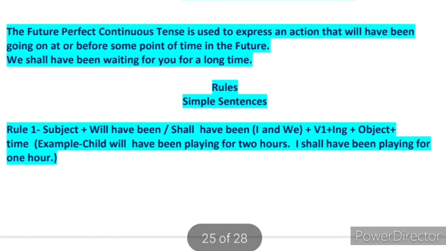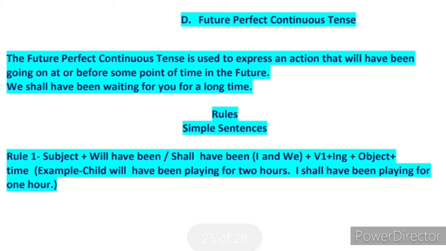Now next is the future perfect continuous tense. Here in the future perfect continuous tense, it is used to express an action that will be going on at or before some point of time in the future. For example, we shall have been waiting for you for a long time.